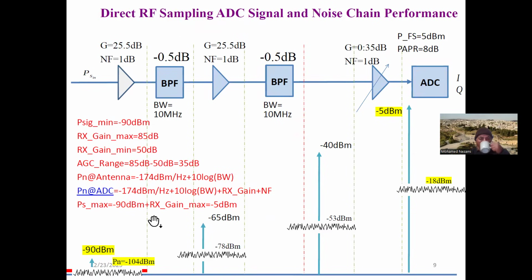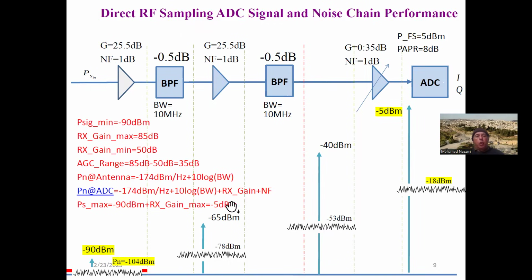Hypothetically, I have 3 stages. One stage in here has a noise figure of 1 dB, which is the LNA, and a gain of 25.5 dB. We have a filter which has a loss of a half dB, another identical stage to this here, and another identical stage to that. Remember, we don't have any frequency translation here, so everything you see, we can repeat over and over. And then we have a variable gain amplifier in here, where the gain can vary from 0 to 35 dB.